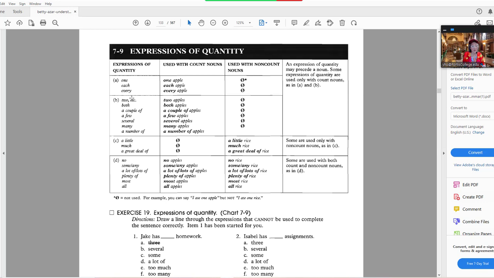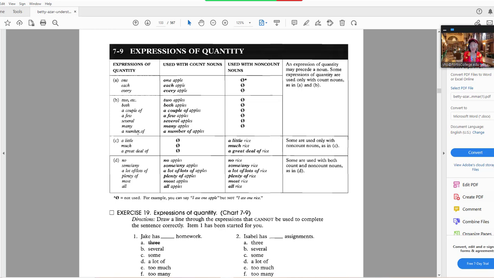And so 2 apples, both apples, a couple of apples, a few apples, several apples, many apples, a number of apples. So this is all for count nouns. Now for non-count nouns like rice, you can say a little rice, much rice, a great deal of rice. A little furniture, much furniture, a great deal of furniture. A little fruit, much fruit, a great deal of fruit. Those are all non-count nouns. And so a little, much, and a great deal of are always used in front of non-count nouns, whereas many, several, a few are always used with count nouns.